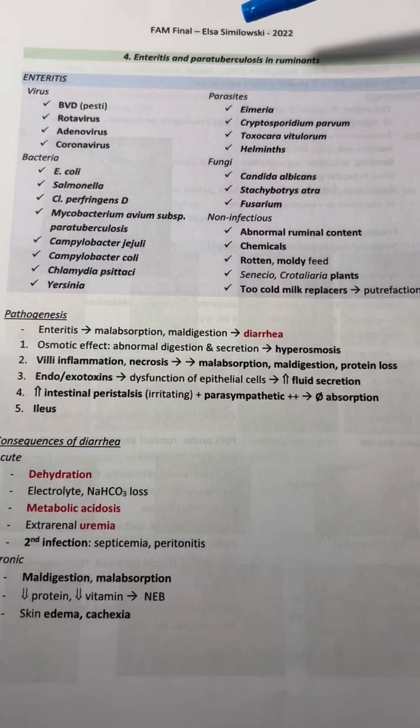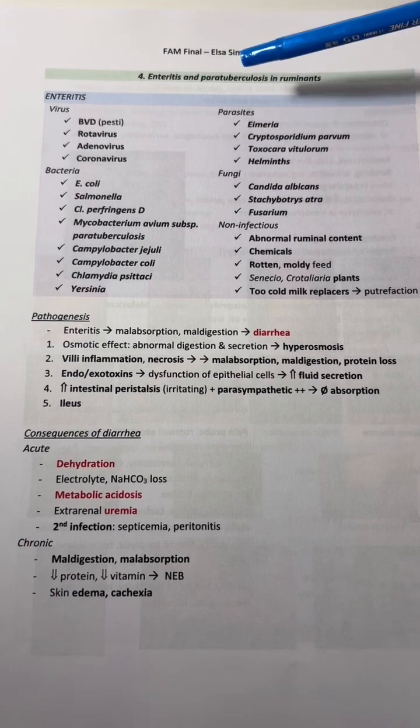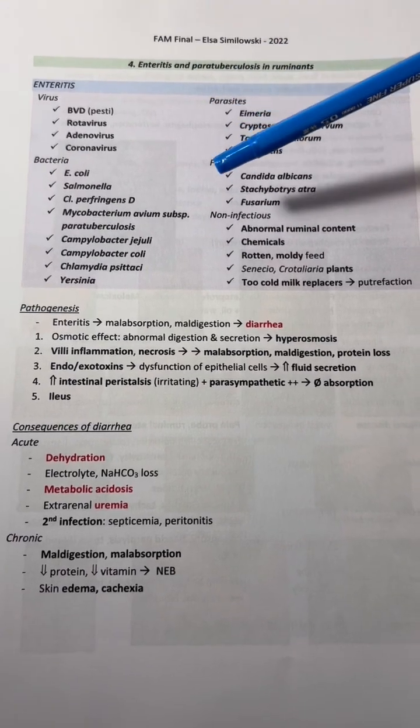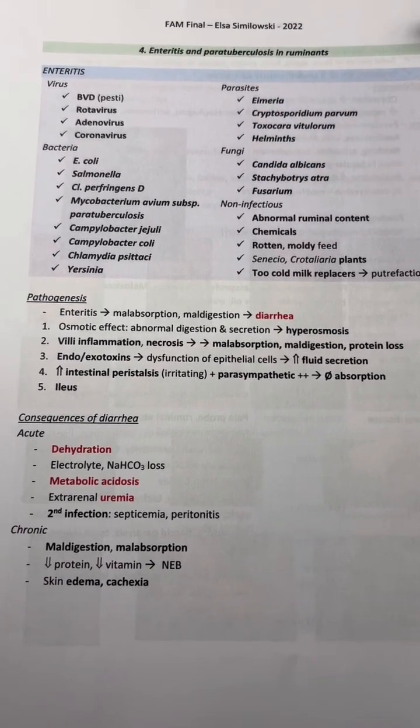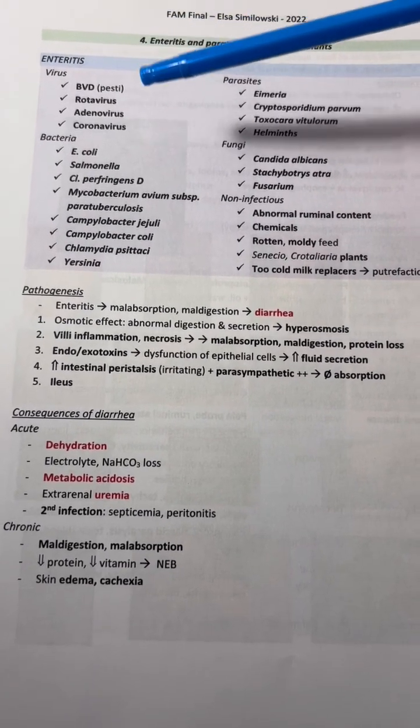Enteritis and paratuberculosis in ruminants. Enteritis can be caused by viruses, parasites, bacteria, fungi, and non-infectious causes. The viruses that cause it are bovine viral diarrhea, rotavirus, adenovirus, and coronavirus.